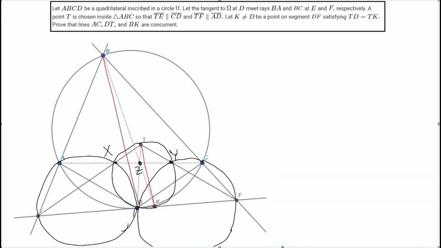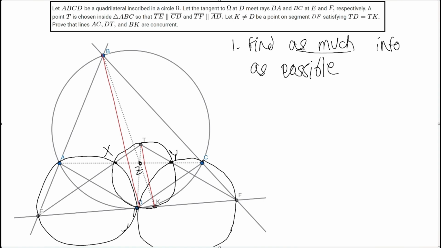So what's the main takeaway from this problem? Well, we found lots of information, and we used that to solve the problem. So that brings us to our first takeaway: find as much information as possible. And in this case, by finding lots of information, specifically all of these cyclic quadrilaterals, or even pentagons on that matter, we were able to solve the problem.